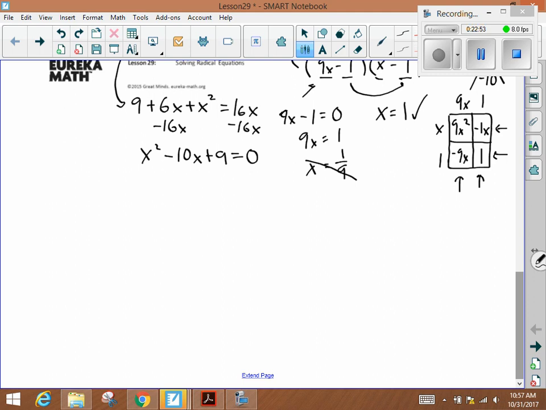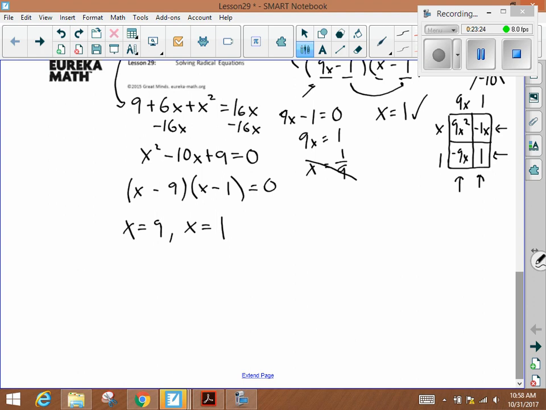It turns out that it should be factorable, right? But yeah. Negative 9 and negative 1. That keeps coming up. It's interesting. So I can factor this. Negative 9 and negative 1, right? Those two multiply to get this positive 9, and they add to get the negative 10. So x is equal to 9, or x is equal to 1 are our possible solutions.